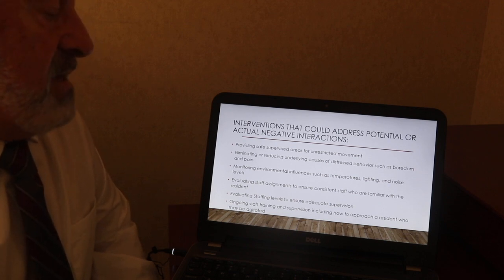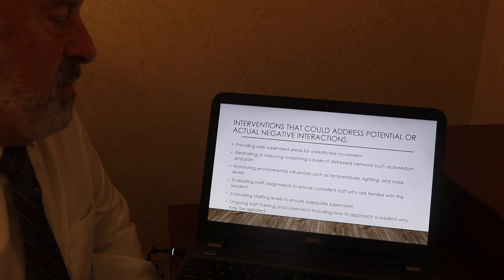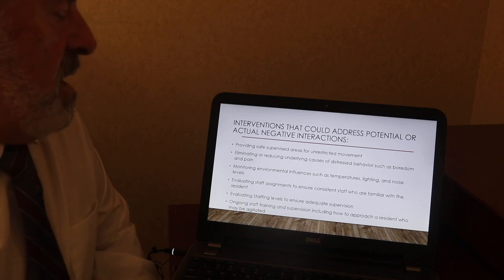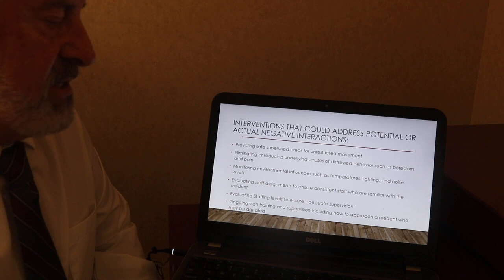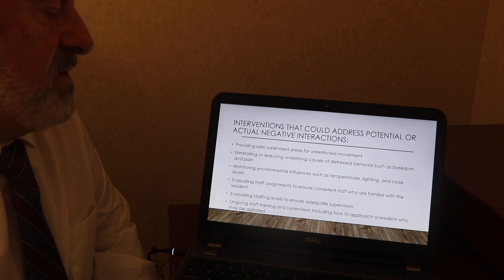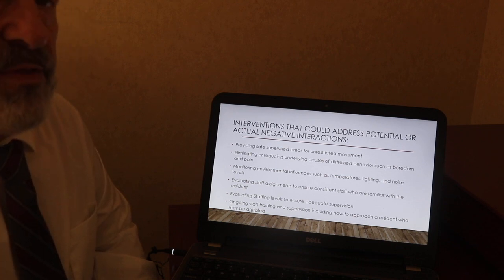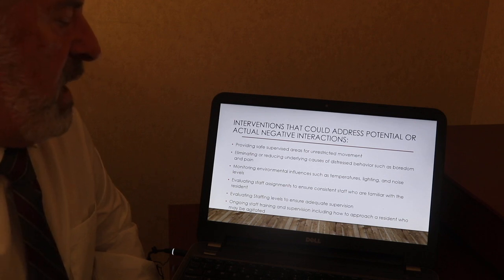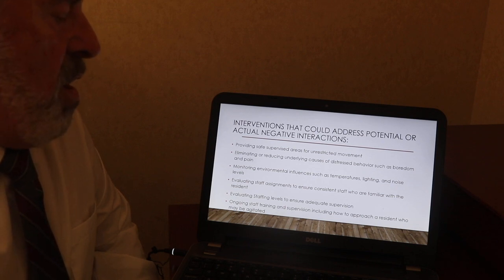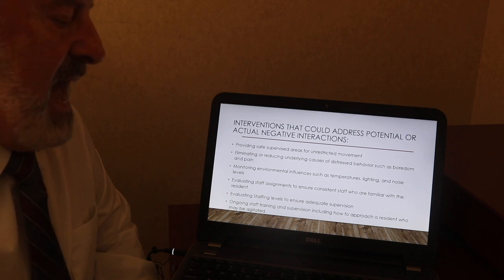Provide a safe, supervised area for unrestricted movement. Eliminate or reduce underlying causes of distressed behavior such as boredom and pain. Monitor environmental influences such as temperature, lighting, and noise levels. Evaluate staff assignments to ensure consistent staff who are familiar with each of the residents. Evaluate staffing levels to ensure you are providing adequate supervision. Provide ongoing staff training and supervision, including how to approach a resident who may be agitated.